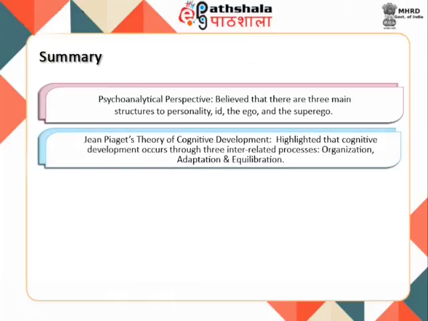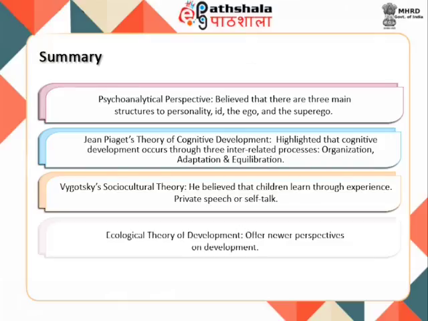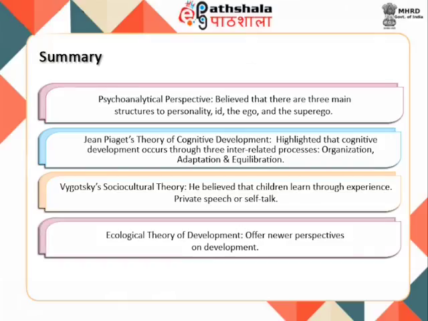3. Piaget's theory of cognitive development highlighted that cognitive development occurs through three interrelated processes: organization, adaptation, and equilibration. 4. According to Vygotsky's socio-cultural theory, children learn through experience. He introduced the concept of private speech or self-talk. He believed that language plays a very important role in cognitive development. 5. Bronfenbrenner's ecological theory of development defined the ecology of human development. It offers newer perspectives on development and is particularly relevant to the study of motor behavior.